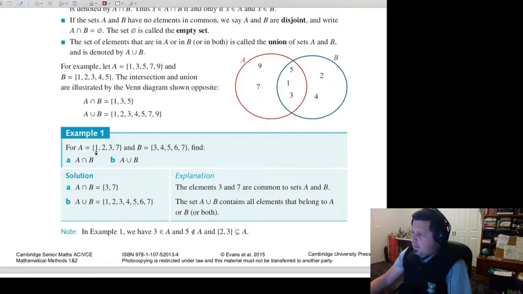So we need to find the elements that are in both of them. There's a 1 here, but no 1 in the other. There's a 2 here, no 2 in this one. 3 is here, and 3 is here too. It's in both of them. And 7 is here and there's a 7 here. So both 3 and 7 appear in both set A and B. They intersect. So A intersection B has the elements 3 and 7. They belong to both of those sets.